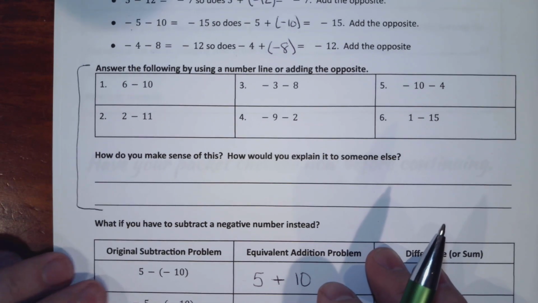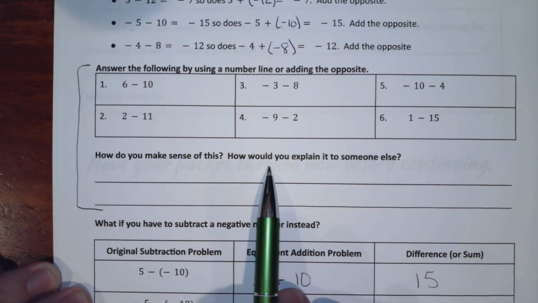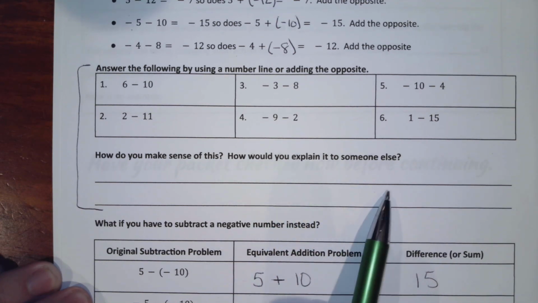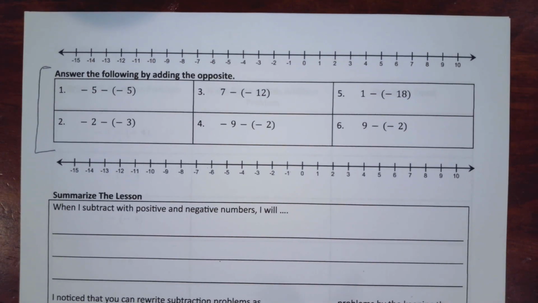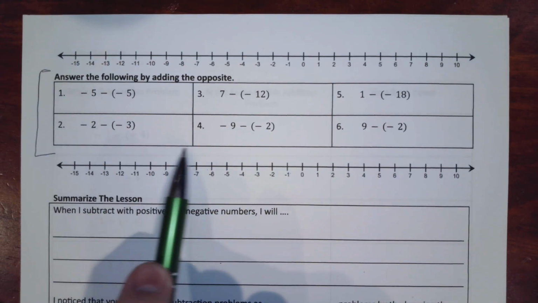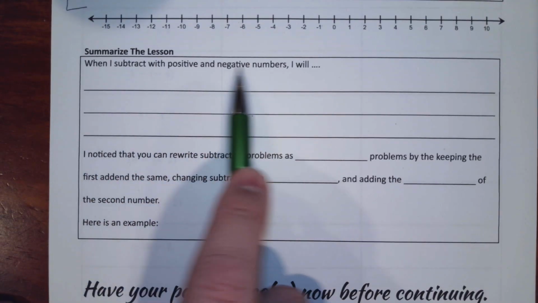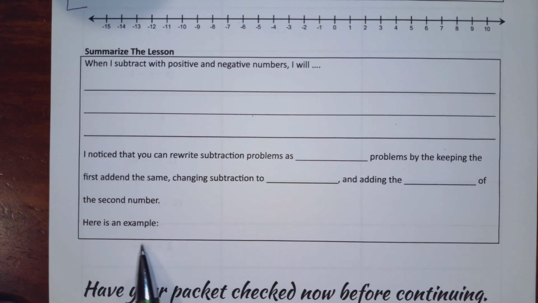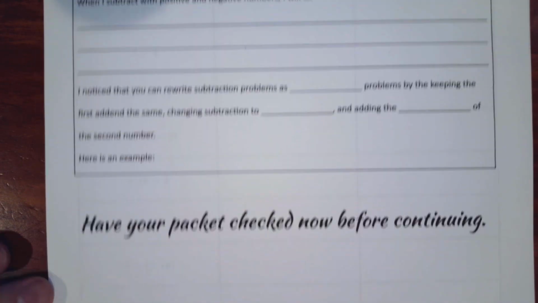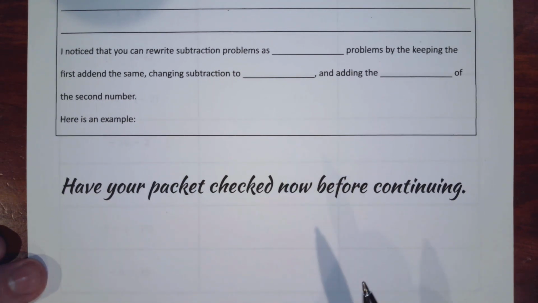On the next page, you're answering questions 1 through 6, making sense of the problem, explaining to someone else how to do it on these 2 lines. And then you're answering these 6 questions, again, using the add the opposite idea. So you're going to add the opposite for all of these and find their answers. You can use the number lines too if you need to. And then you're going to summarize by responding to this prompt, filling in the blanks, and making an example. And you're going to have your packet checked by me before you continue on to the next pages.